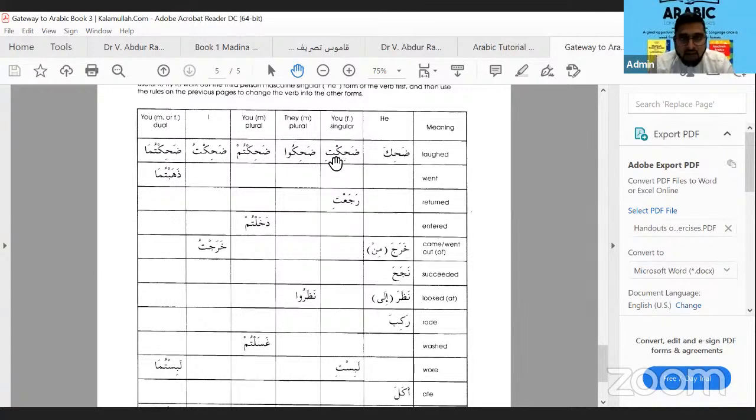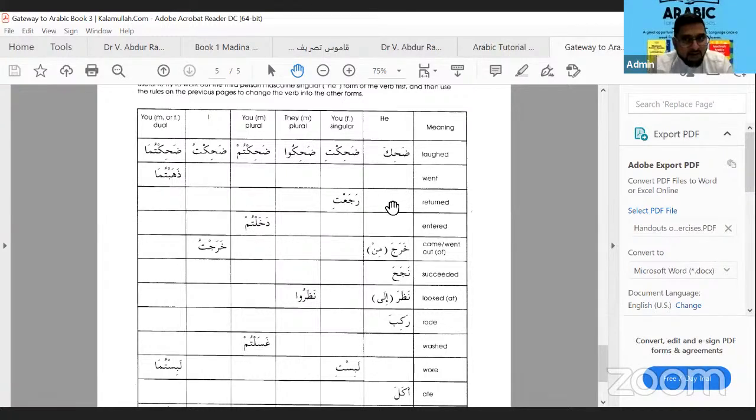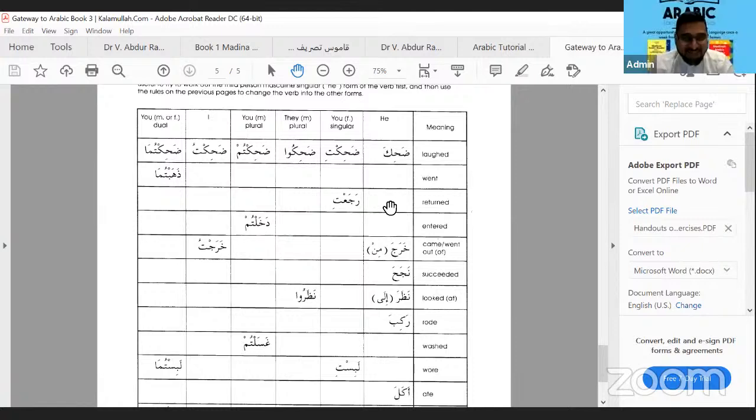And the ayn has a sukoon over here. In the original, the last letter comes with a fatha. So if we want to say "he returned," we remove the ta and change the ayn with a sukoon to a fatha. It becomes raja'a. Yes, that's right. Raja'a, he returned. Raja'ti, you one female returned. Next one.